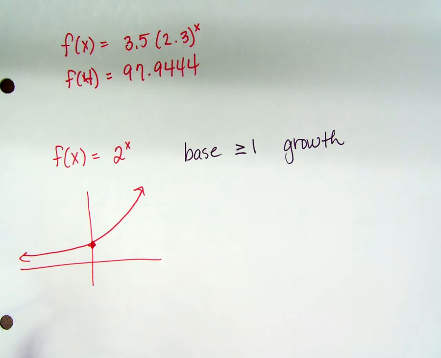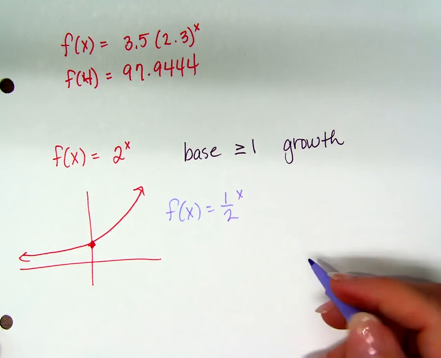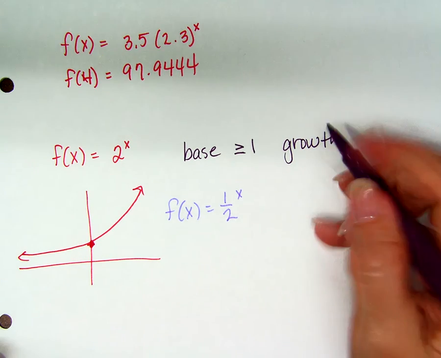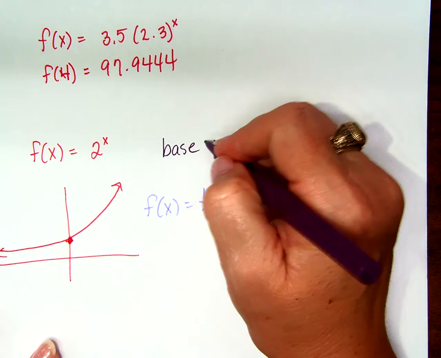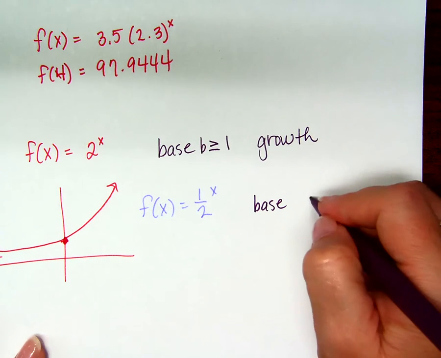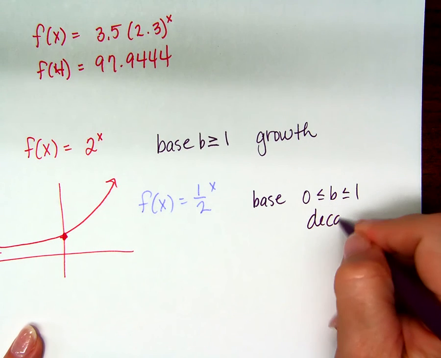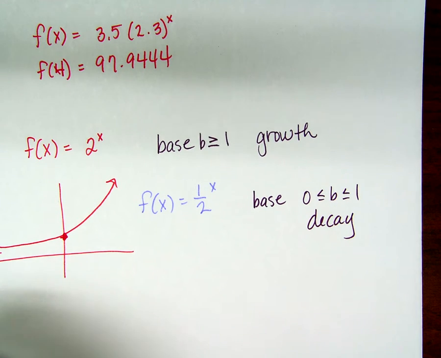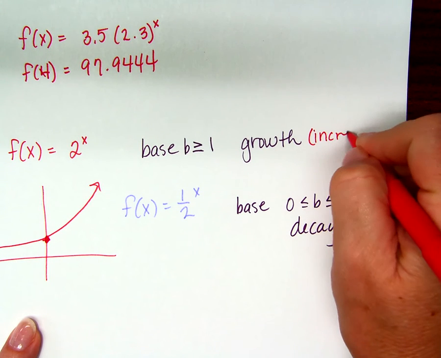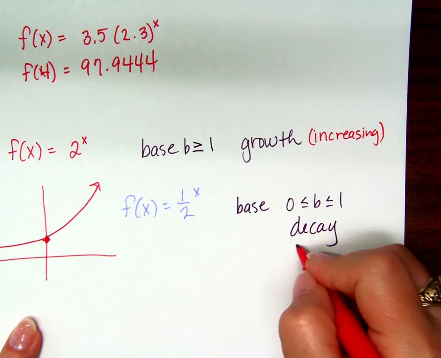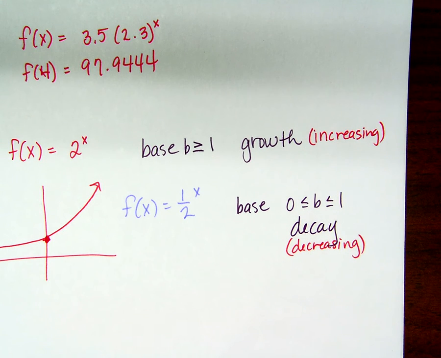Well, what would happen if this actually said f of x equals 1/2 to the x power? What's the base here? We'll call the base b. Okay, so in this case the base was greater than or equal to 1. This time the base is between 0 and 1. So this is called decay. Remember that? Now, I need you to realize that the textbook and maybe your homework calls this increasing and this decreasing. But that's also not something I worried about whether you could figure it out.